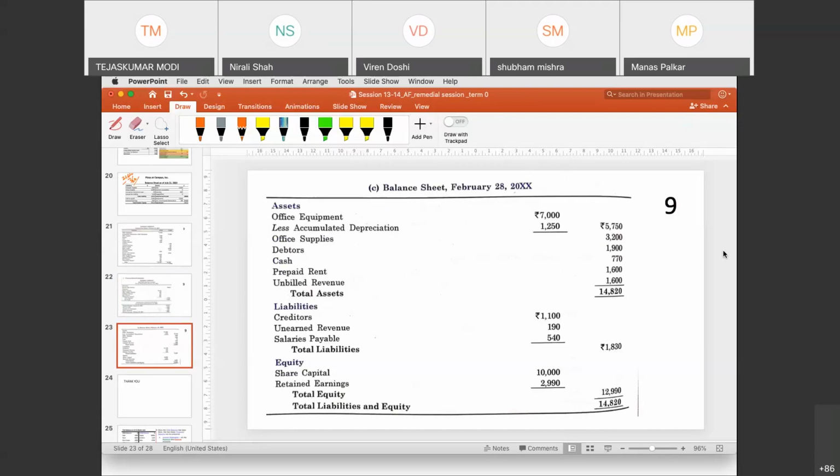Any questions, guys? Yes, ask me. Sir, accumulated depreciation is accumulated over the years, like from the previous years, and the depreciation expense is for the current year, right? Yes. Accumulated depreciation is the depreciation till date, and depreciation expense is the depreciation of this year. That is why it is recorded in the income statement. Yes, very good question. Exactly.